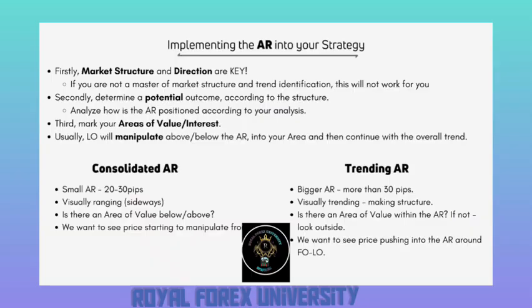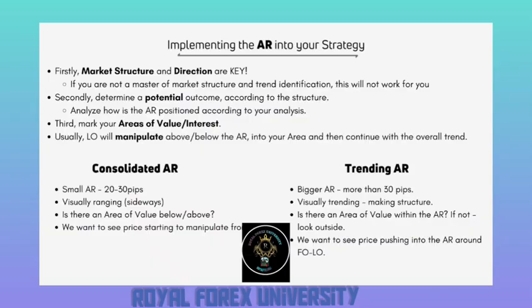Okay. Secondly, you have to determine a potential outcome according to the structure. Now, again, we go to the first point. What is the structure? What is the direction? And what do you think can potentially happen today, right? If the market is bullish on the 4H, if the market is bullish on the 50-minute, then I potentially expect the market to continue to the upside, right? Then I look, okay, what is the Asian range? Where is the Asian range? How is it positioned according to my analysis, right? So this is the second point.